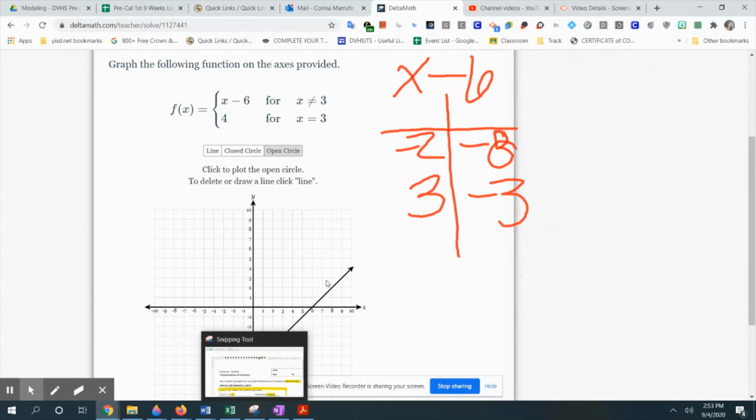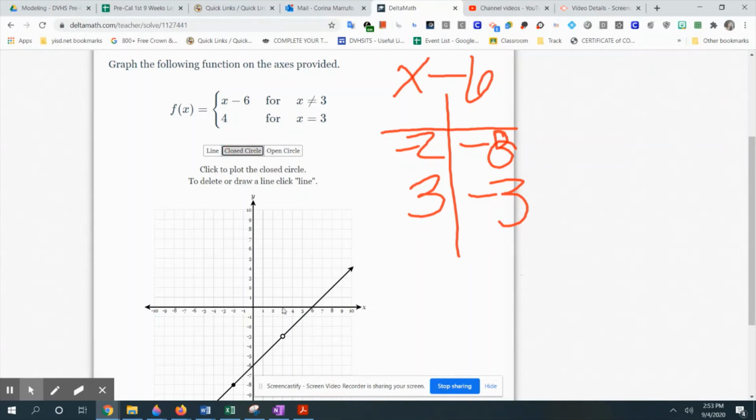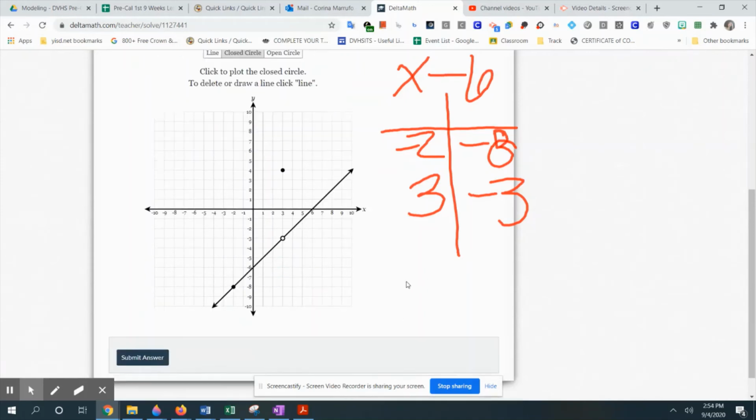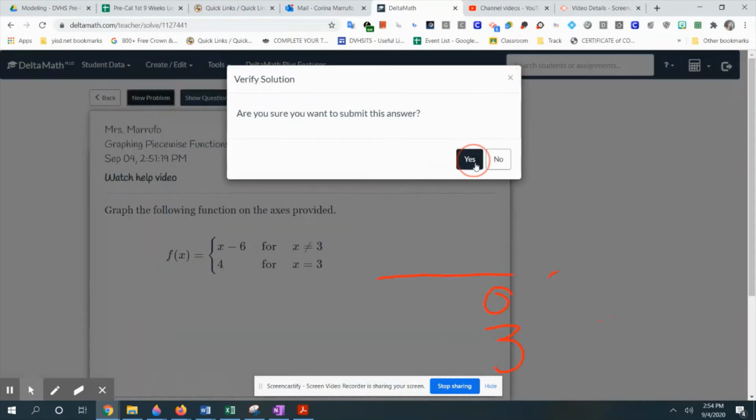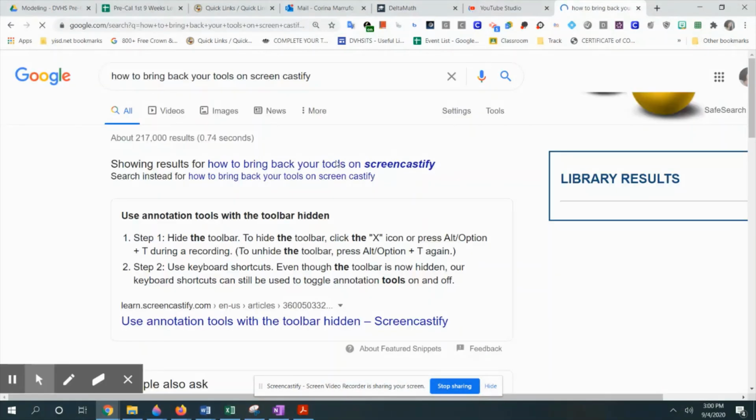Okay, so then this next section here is when x is equal to 3. So I'm going to make a closed circle. When x is equal to 3, your y value is 4, which is right there. Let me go ahead and submit the answer. Do you want to submit? Yes. No.